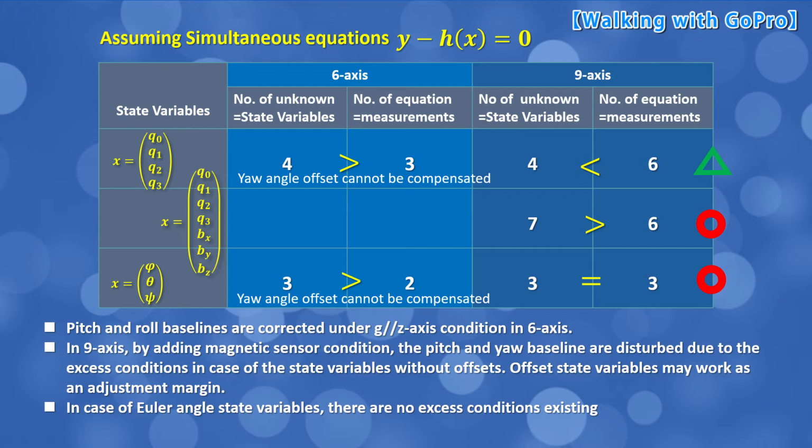First, suppose that the state variables are composed of 4 elements of the quaternion. In 6-axis, the pitch and roll baselines are corrected under the condition that the gravity is parallel to the z-axis of the world coordinate. In 9-axis, in other words, by adding the magnetic sensor condition, the pitch and yaw baselines are disturbed due to the excess measurement condition. If the gyroscope offsets are added to the state variables, they could work as an adjustment margin. On the other hand, in the case of Euler angle state variables, there are no excess measurement conditions.